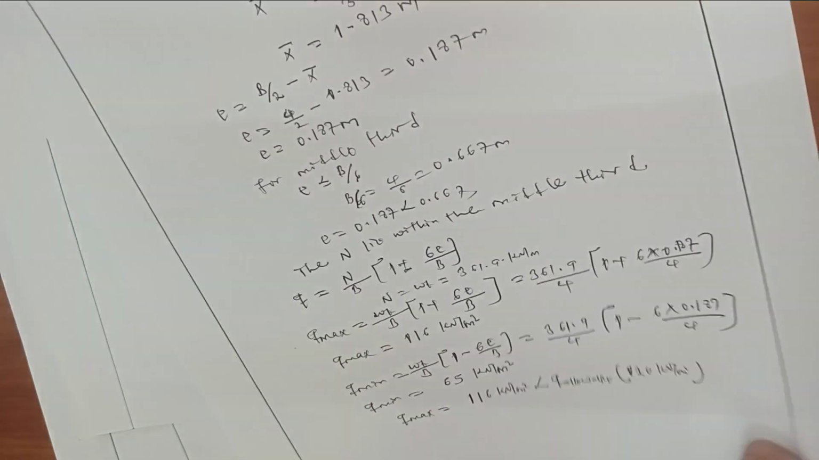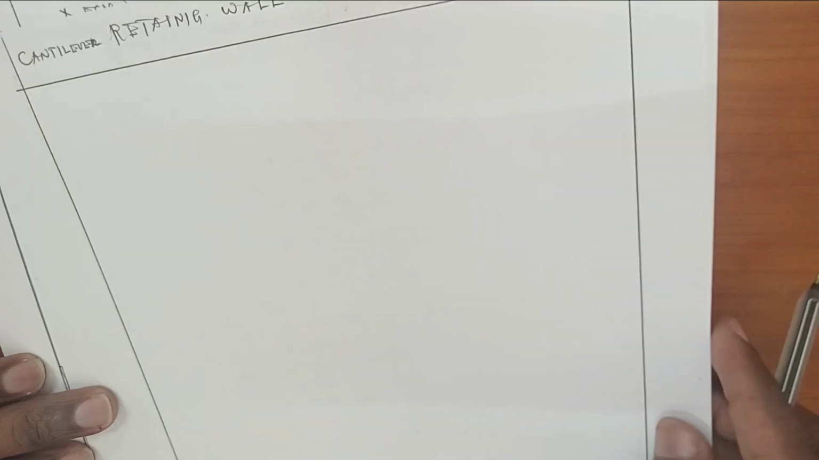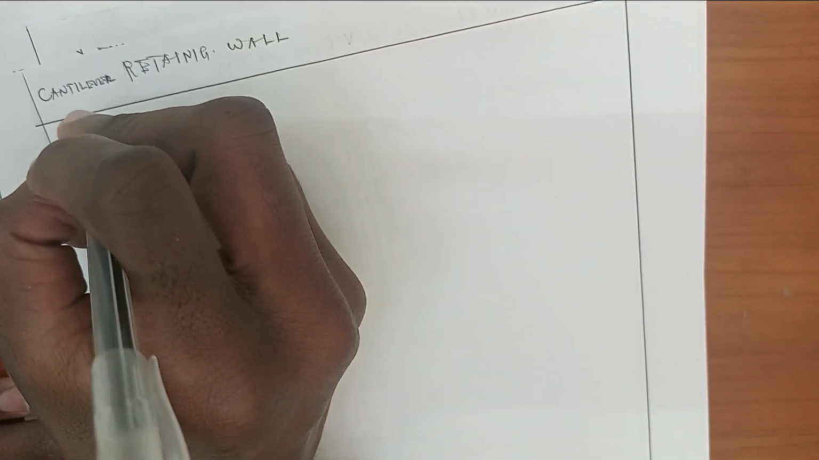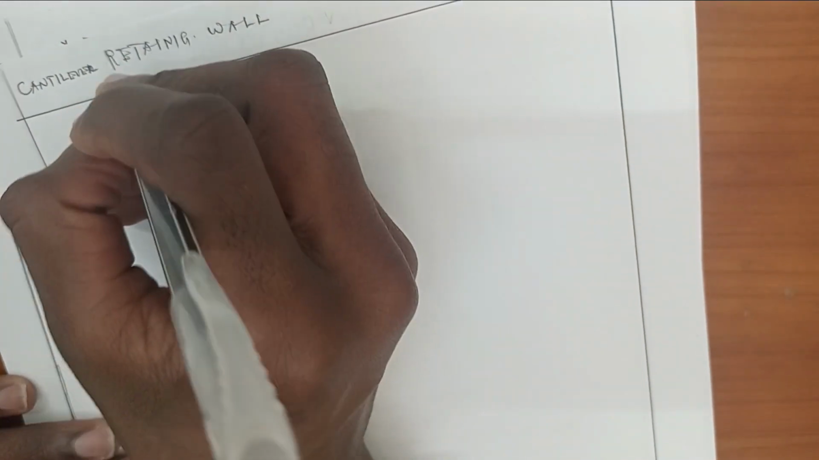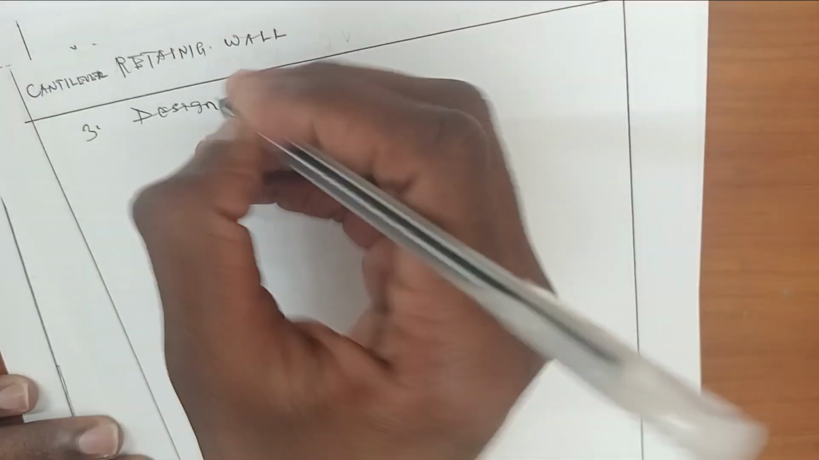After checking for the stability, the next step, step number 3, is the design of reinforcement.